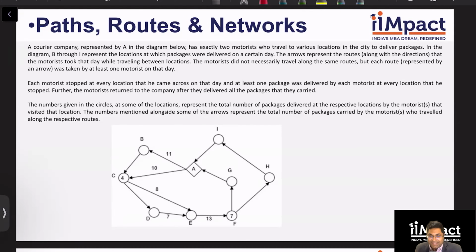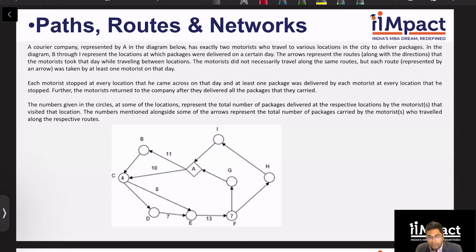So clearly, this is of course a path route network question, but one thing that we understand from paragraph number 2 is that the final inflow from I and G will be 0. So the sum of packages in the whole circuit will be the total output, which is 21 in this case. Something to really remember. Okay. The numbers given in the circles at some of the locations represent the number of packages delivered at the respective locations by the motorist that visited that location. The numbers mentioned alongside some of the arrows represent the packages carried by the motorist who traveled along the respective routes. Okay. So let's figure out as many numbers in the circles and on the arrows as we can.